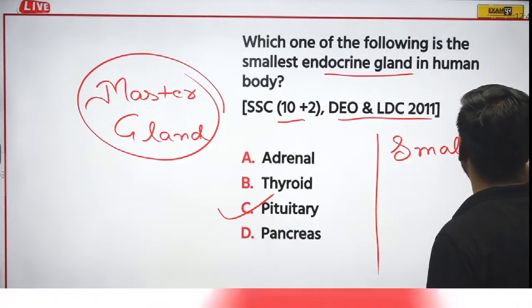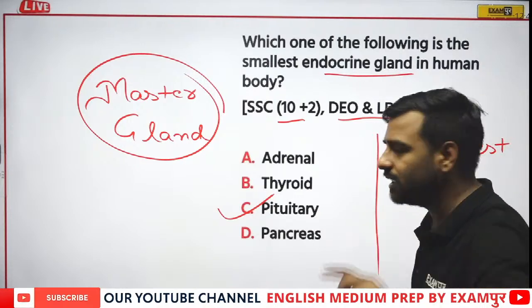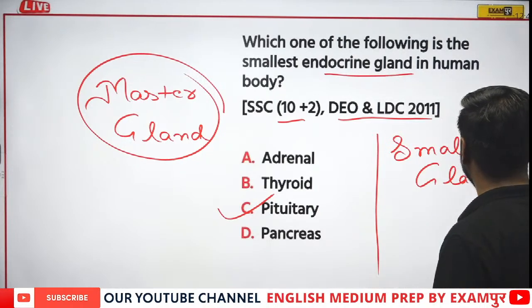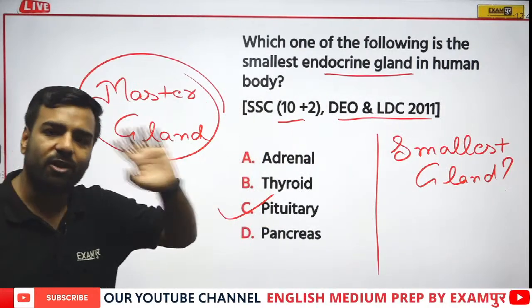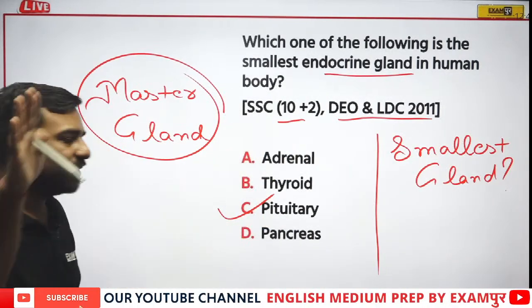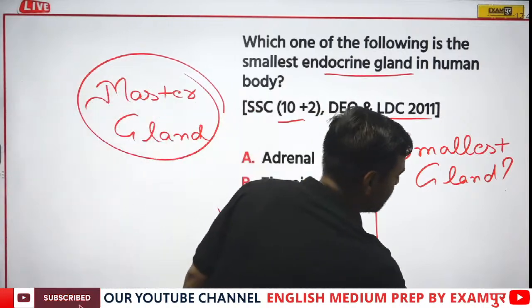And yes, I want this answer in the comment section after the class. Smallest gland. And we'll be discussing this in the evening session. Which is the smallest gland? So you can answer whatever you want, what is correct according to you, in the comment section after the class. So yes, pituitary was the correct answer.